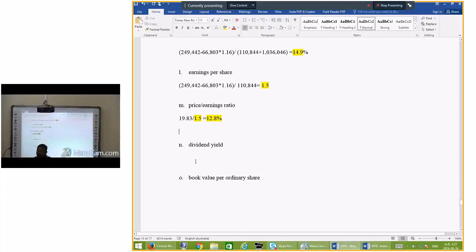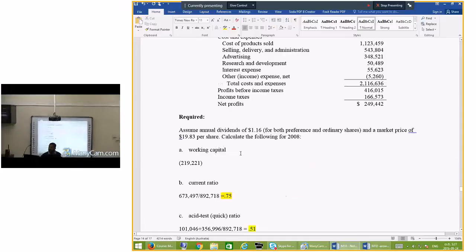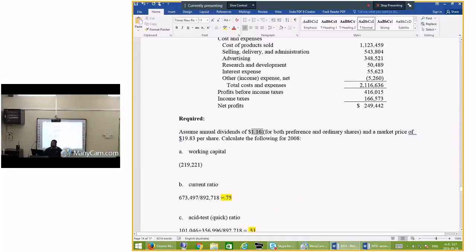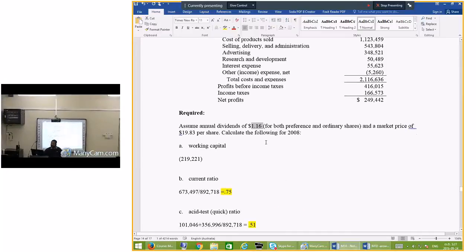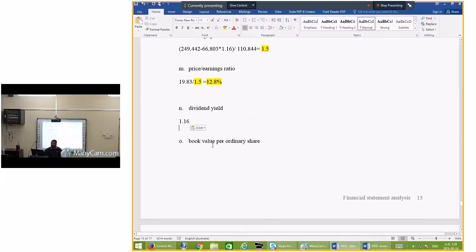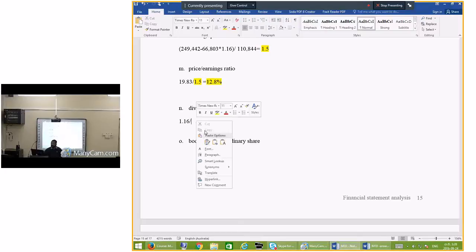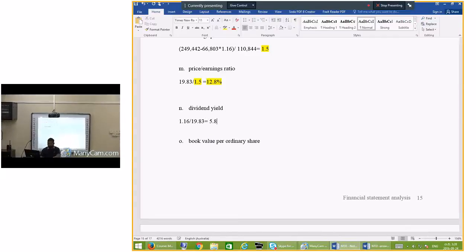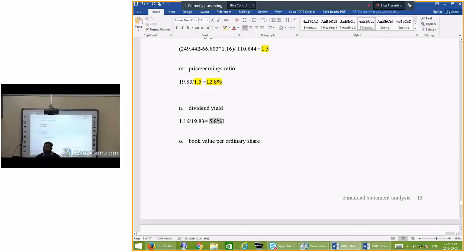Dividend yield, that is dividend per share, already given, 1.16, divided by market value per share. Closely approximately 5.8.